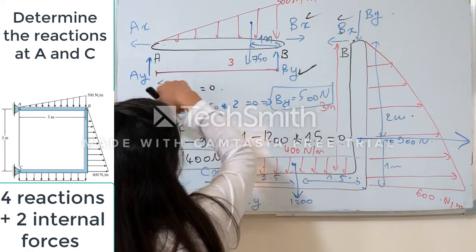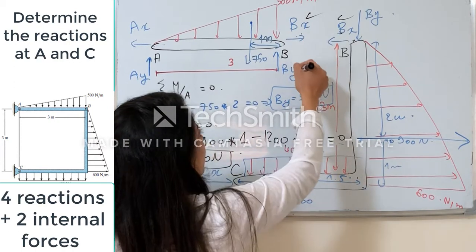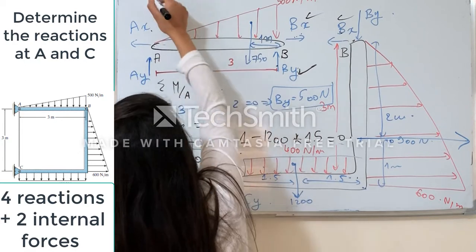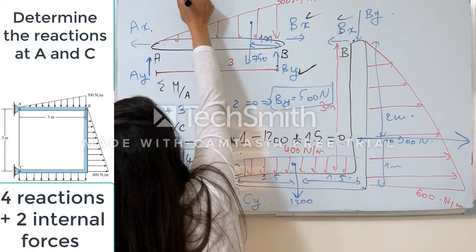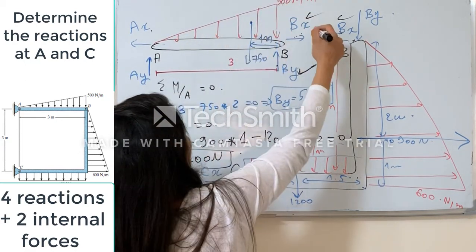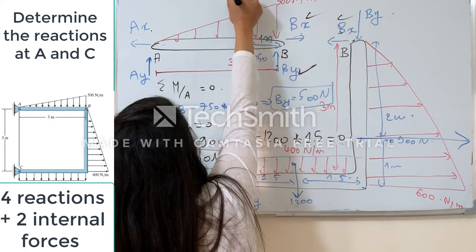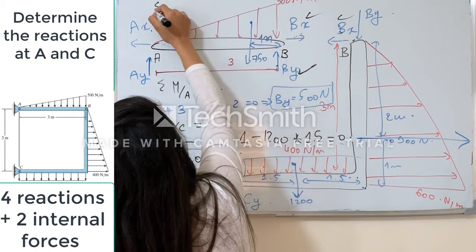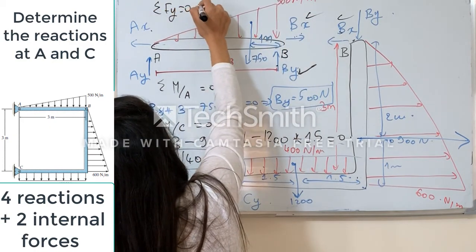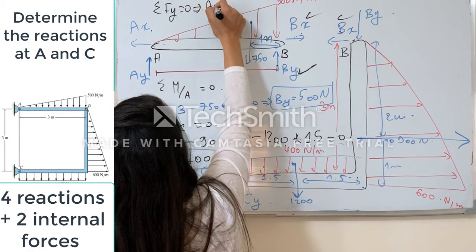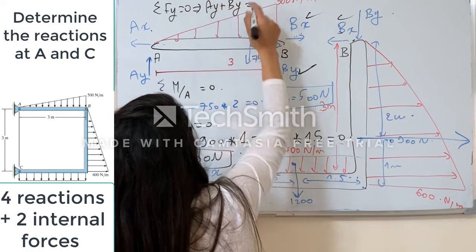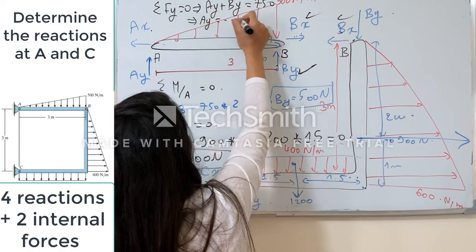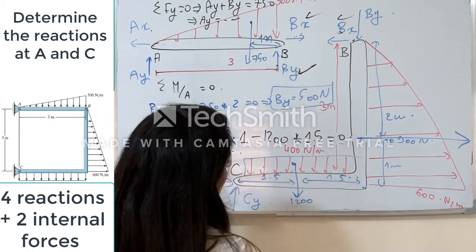Now I can find all our unknowns, because in fact, if I know these two reactions, I can find these two reactions, two equations, two unknowns. Sum of x is equal to 0 will give me that Ax minus Bx is equal to 0, which means that Ax is equal to Bx is equal to 1400. Sum of y is equal to 0 will give me that Ay plus By is equal to 750. So I can find Ay, and same goes for the reactions at C.